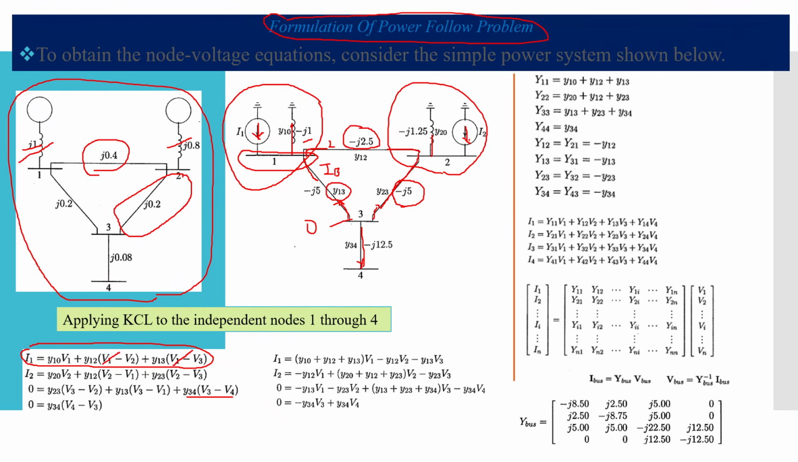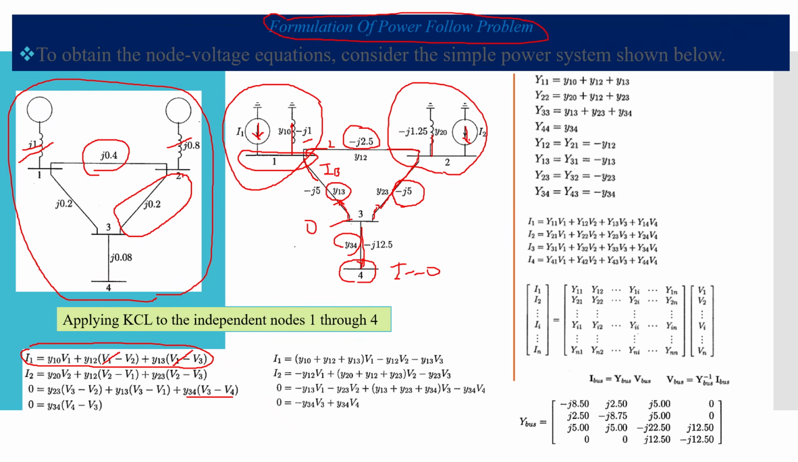So when we come to bus 4 again, we don't have any generators. Let us assume the input current is 0, but this 0 is equal to the magnitude of the current flowing from this to this, and we can obtain that by taking the admittance multiplied by the voltage difference V4 minus V3.